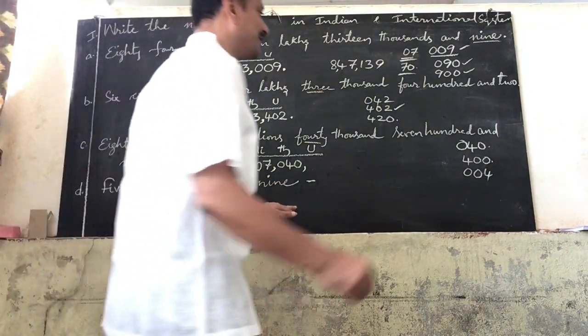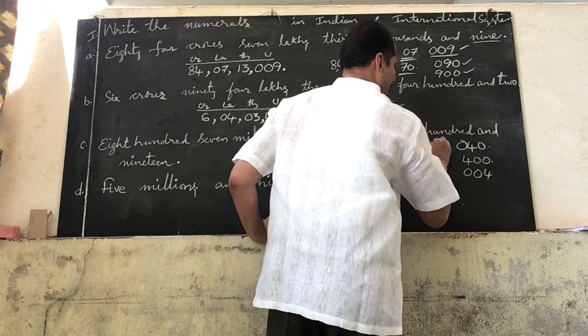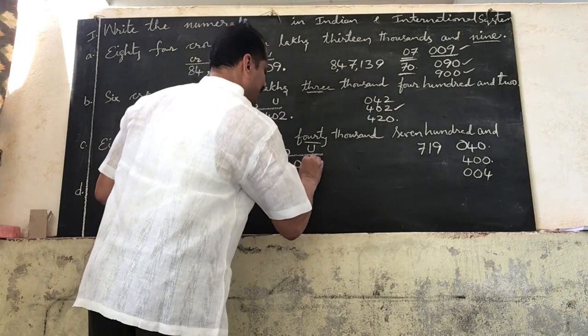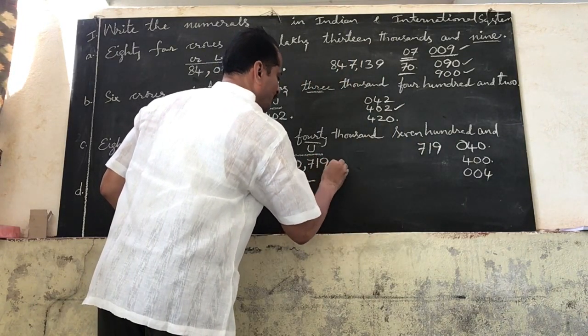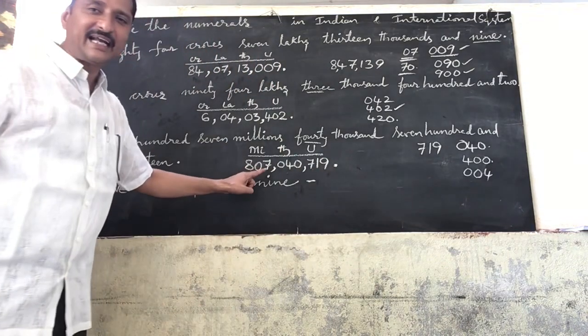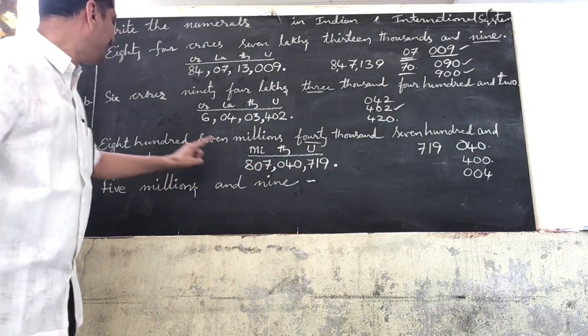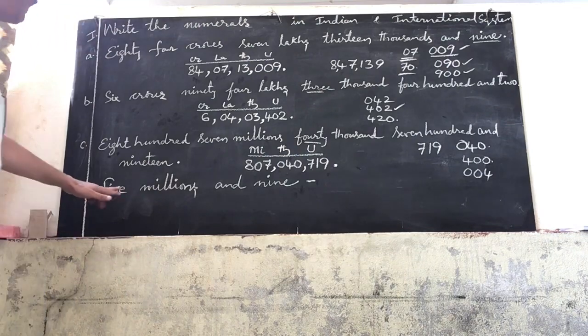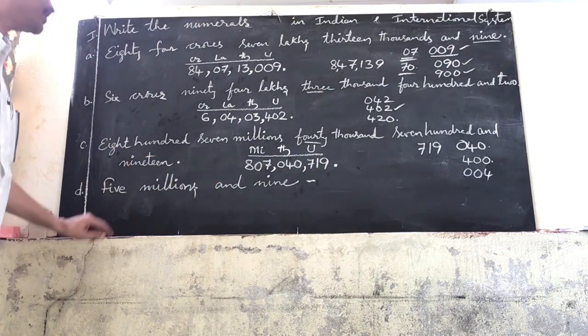719. How can you write 719? So simply you can write down 719. 3 digits are there. 719. Full stop. So this is writing the numeral in the international system. The same thing here. One more thing is there. This also you can observe.